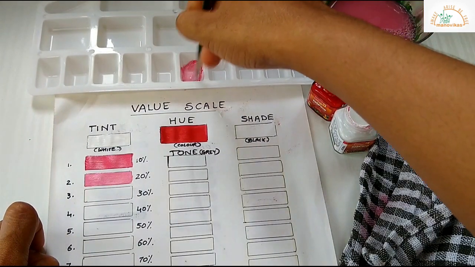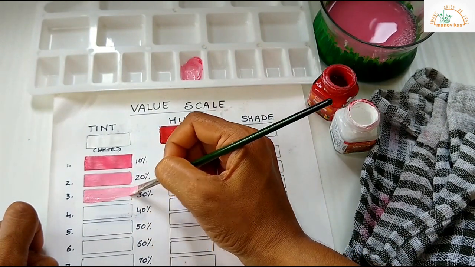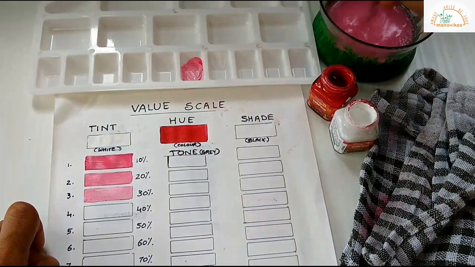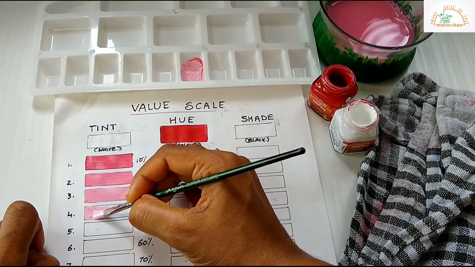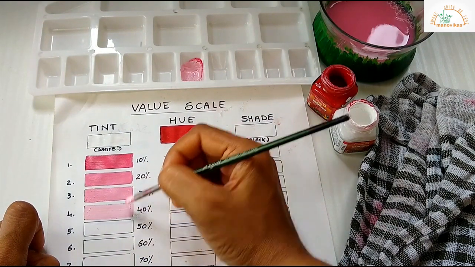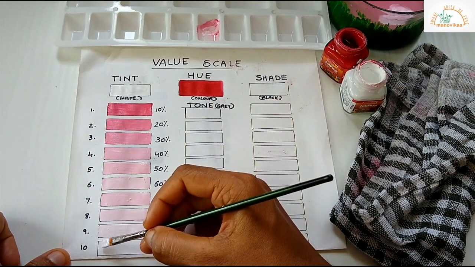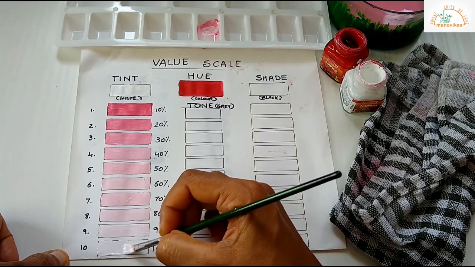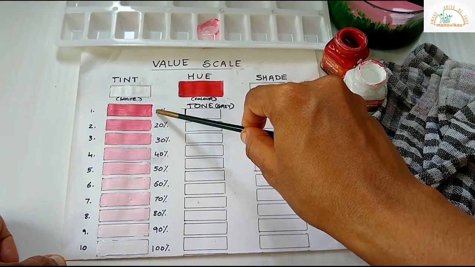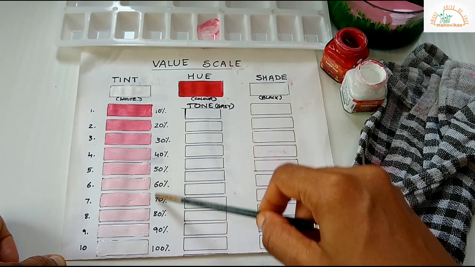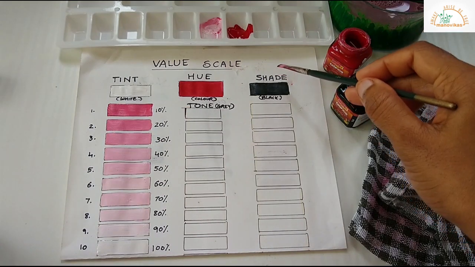Repeat the process. Keep on adding a drop of white to it, and you'll see the color changing from red to pink. This is the gradation from red to pink. You'll see the difference. And last, it will turn to white. Now in the first column, you'll have 10% of white, 20% of white in red, and so on. All these are tints. Now let us start with the shade column.